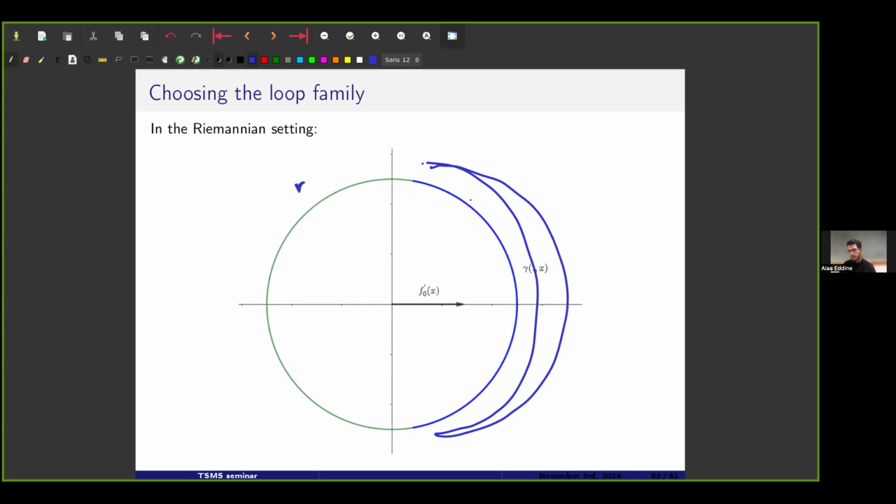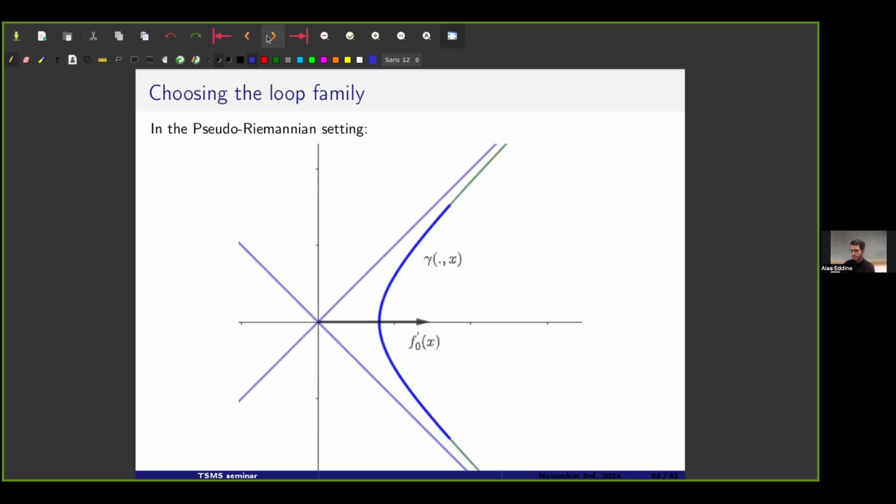I didn't give a formula, but this curve's average will be exactly the speed of f0. If we just have this to satisfy, we can do this in the pseudo-Riemannian case. But we need to reverse the condition. We need the speed of f0 to be bigger than r, because when you take the ball of radius r in the pseudo-Riemannian setting, its convex hull will be in the other way.